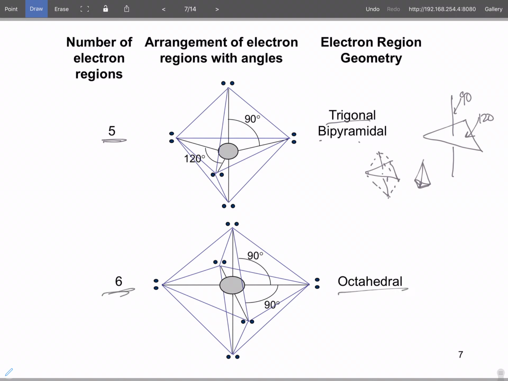Now, the last one is if you have 6, it's an octahedral, which is basically a square going up and down connected, and it's a pyramid with 4 sides, basically. And so this shape geometrically is octahedral. And all the angles here are 90 degrees. And remember when I told you that if you have a linear and it's 180, you can't move 180, you can't move 90 either. These things are so close together that even if you have a lone pair, it's going to position differently, but you're not going to change angles here. More about that in just a minute.